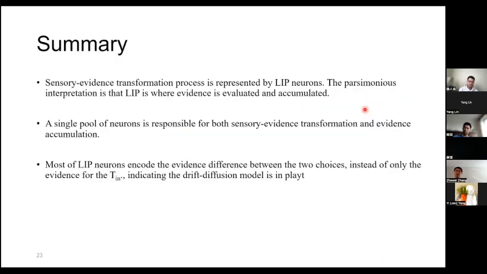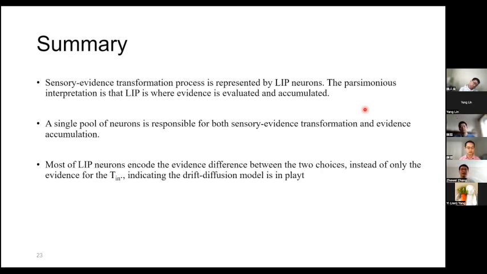Okay, that's basically what we have found. A brief summary here. We designed a probabilistic reasoning task in which momentary evidence had to be evaluated according to multiple features before evidence accumulation. And also, the reward probabilities of two targets were independent. We found that the sensory features and the intermediate variables required for the evidence evaluation were represented by the LIP neurons transiently, which suggests that the evidence accumulation occurs locally in the LIP.